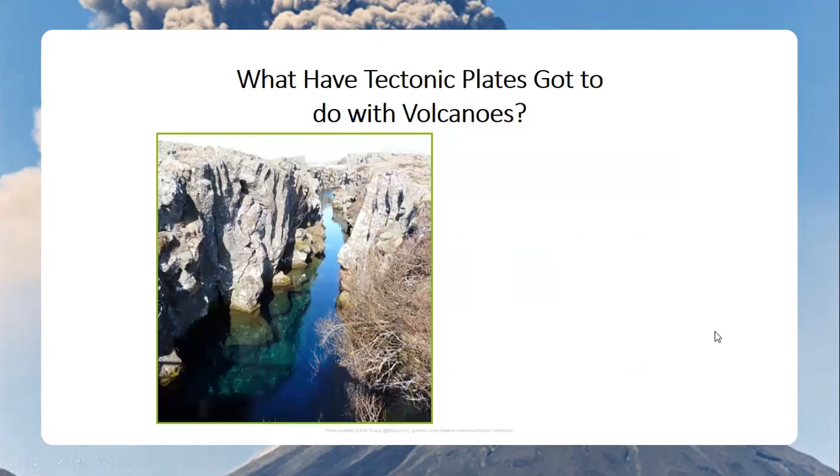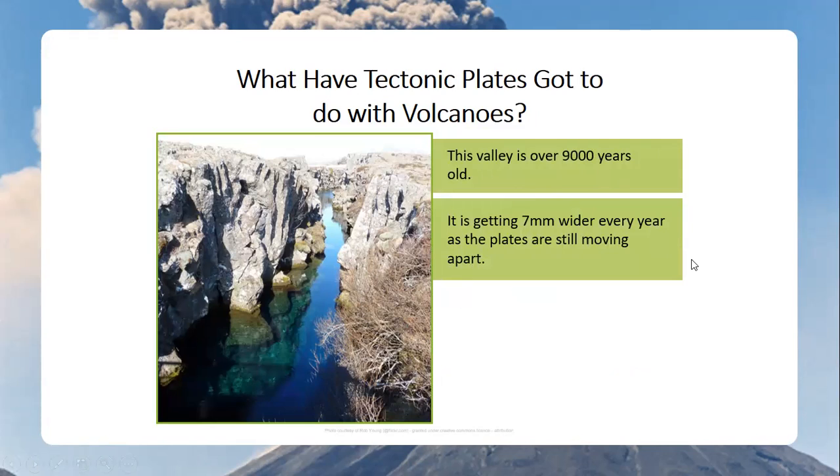Okay, what have tectonic plates got to do with volcanoes? We can see a lovely, beautiful picture here. This valley is over 9,000 years old. It's getting 7 millimeters wider every year as the plates are still moving apart. So you can imagine how long they have been moving apart for.